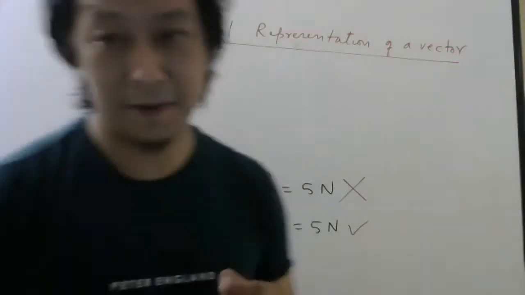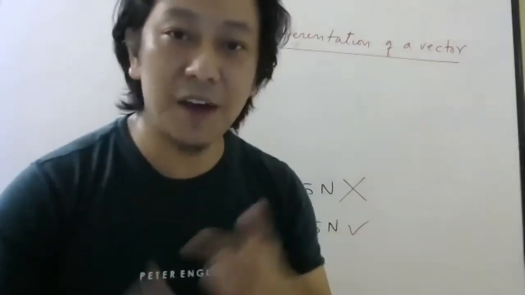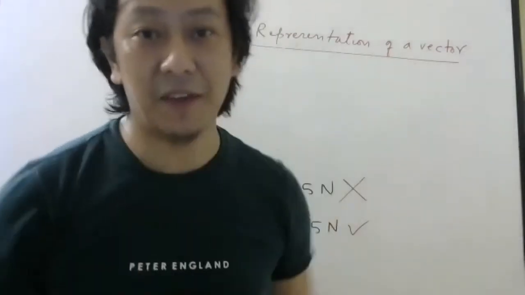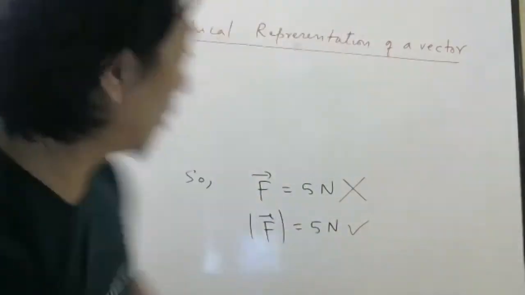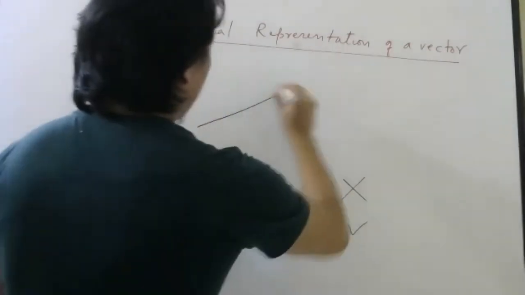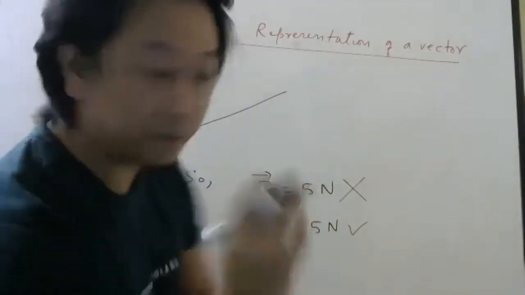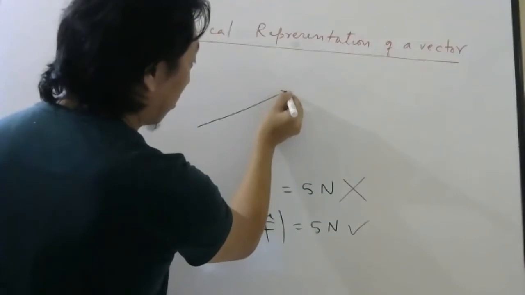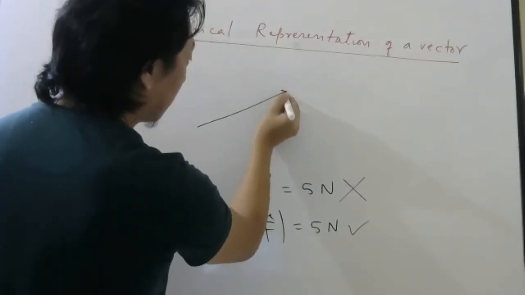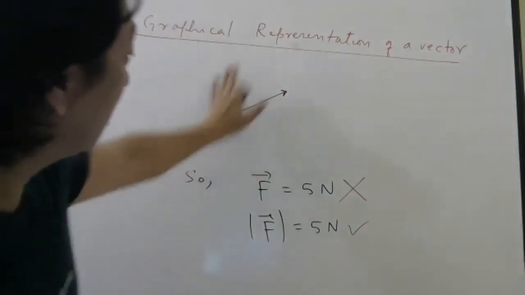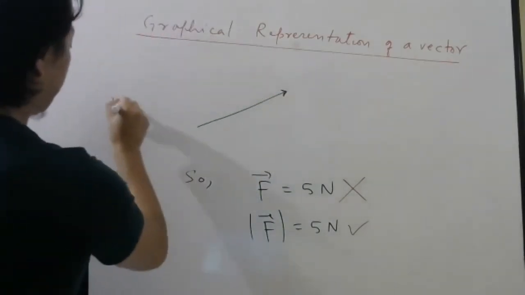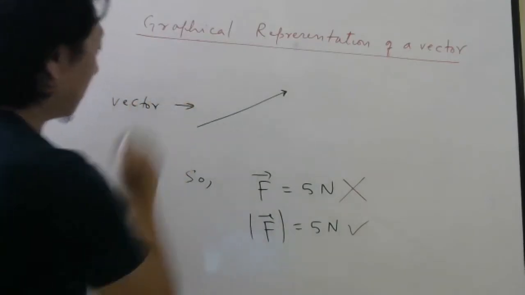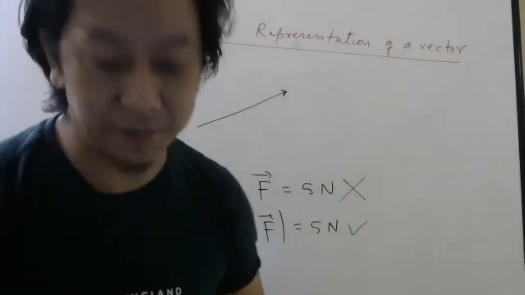Since I cannot write vectors as a single number, I need to find another way of representing a vector, in a diagram. So this is the way we draw. We draw a line of some length, and we put an arrow mark on the top, like this. So this symbol, whatever I've drawn, will represent a vector. So a vector will be shown this way in diagrams.